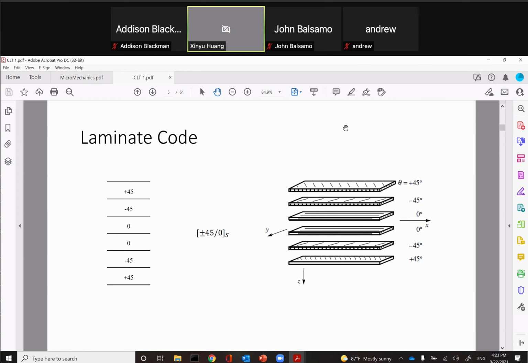This later has implication on the symmetry of the ABD matrix. Once you build a stiffness matrix of plates, whether it's symmetric or anti-symmetric will affect the 0 terms on the ABD matrix. We'll learn that later.